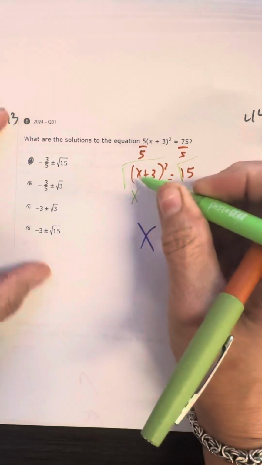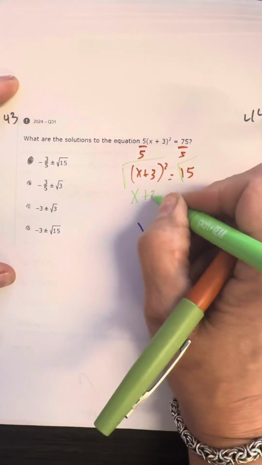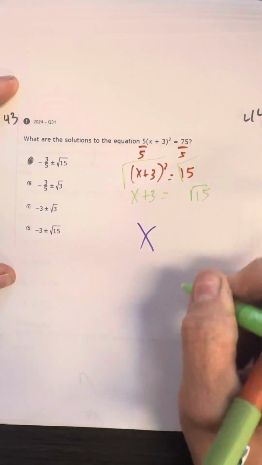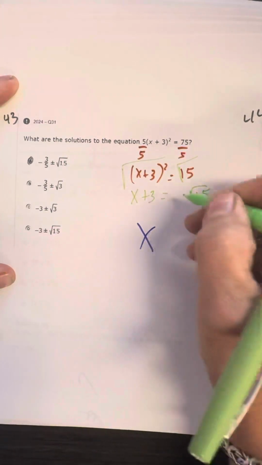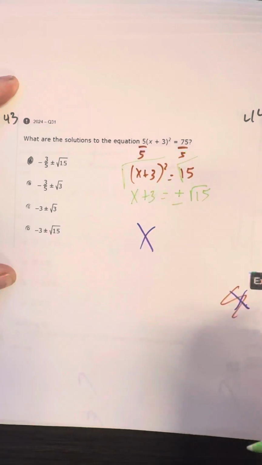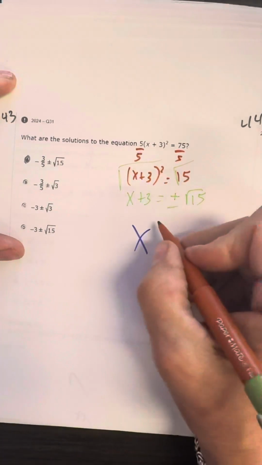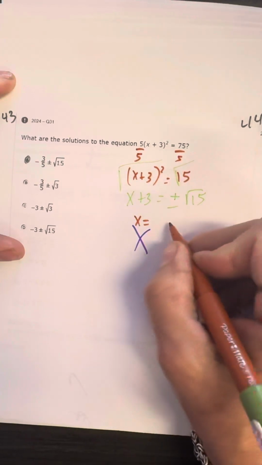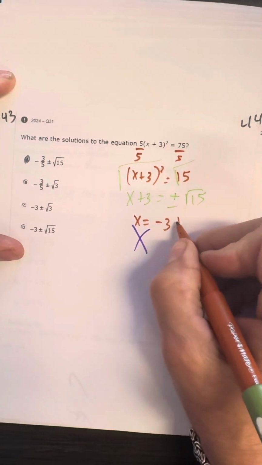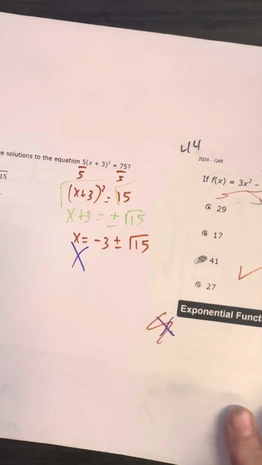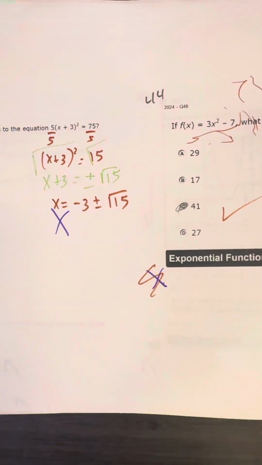So it's x plus 3 equals the square root of 15. And notice when you take the square root, you have to consider the positive and the negative. And then the opposite of adding is subtracting. So x equals -3 plus or minus the square root of 15. And give me a second, I'm going to show you what that looks like in the calculator.